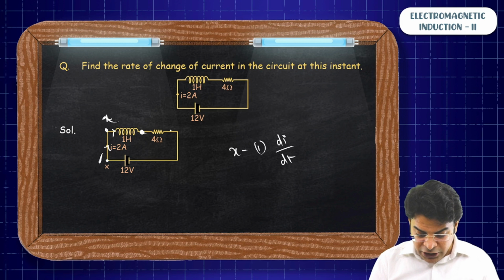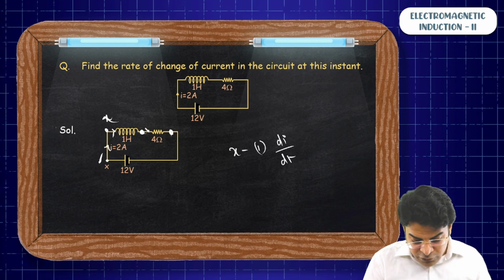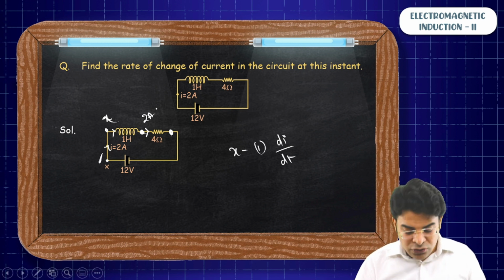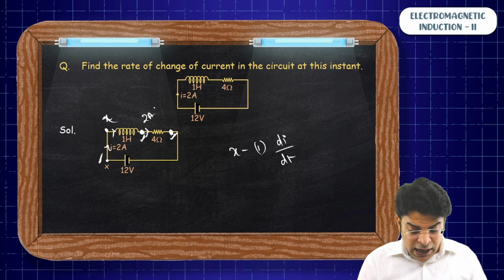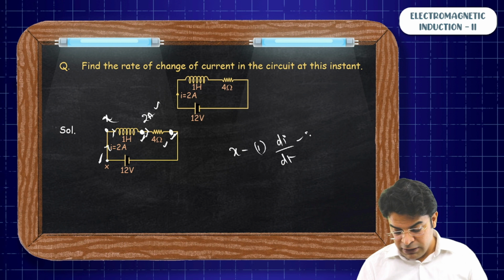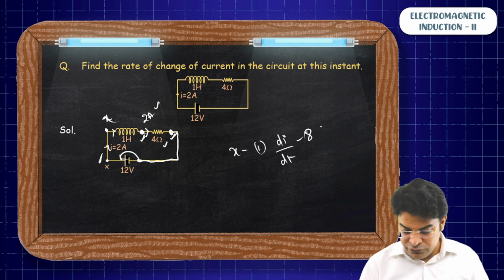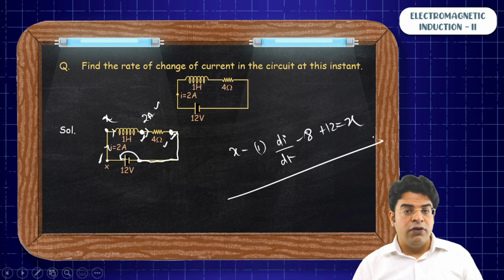Now jumping from here to the right of the resistor, you know that when you move in the direction of current, the potential drops across the resistor. So going from left of the resistor to the right of the resistor, the potential will drop by I into R, 2 into 4, so minus 8. And then all these points will be at the same potential. Then plus 12 gives you X. Now solving this, you can find out the value of di by dt.